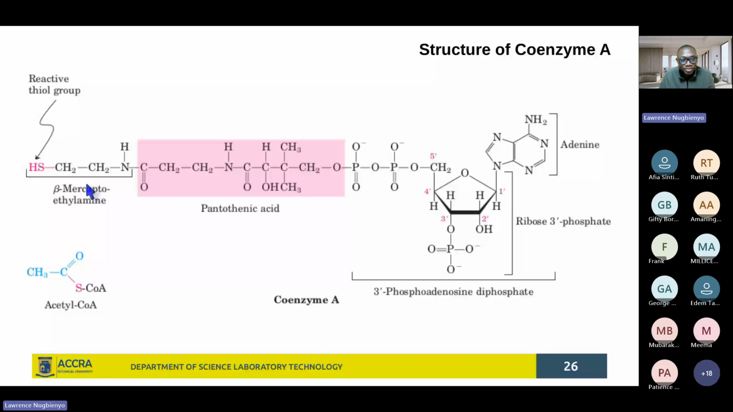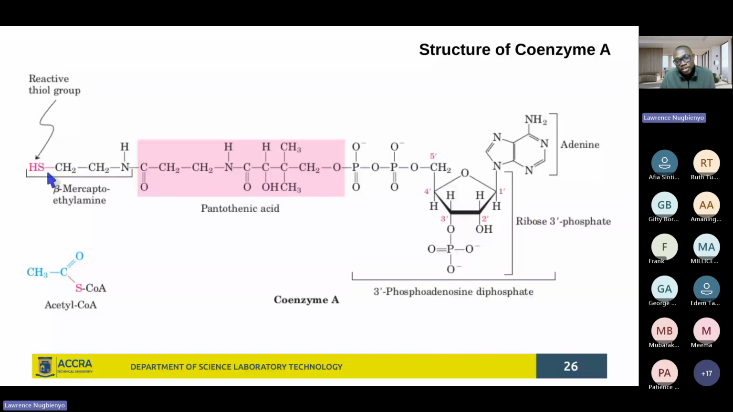And then attached to it is a derivative of cysteine. You remember the structure of the amino acid cysteine? It was having a sulfhydryl group at the end of it. So that's a derivative of cysteine, the mercaptoethylamine. And here too, it is that sulfhydryl group which is the active part of the molecule. So it's shown there, that reactive thiol group, the sulfhydryl group.